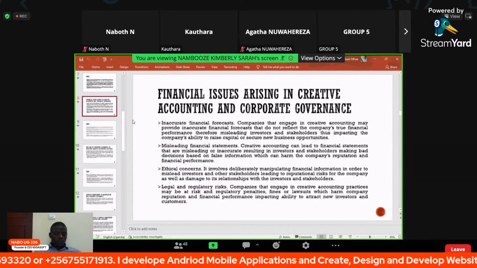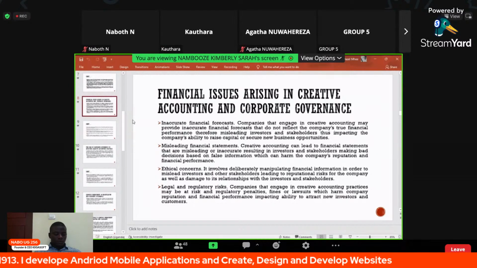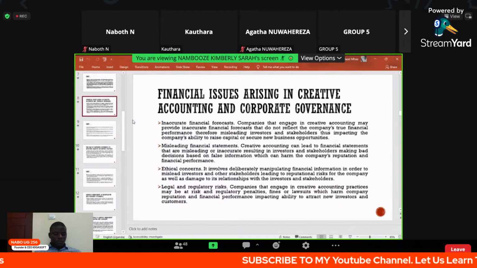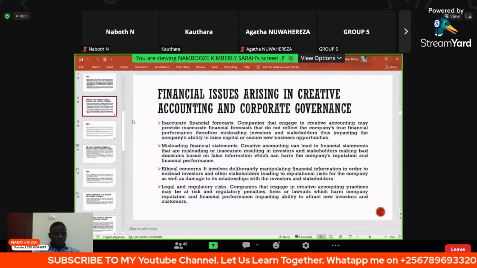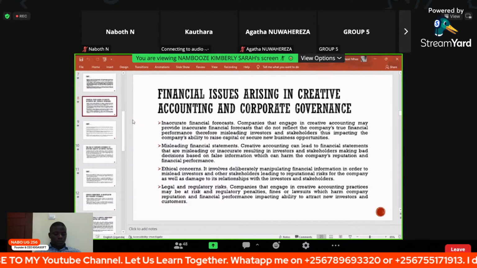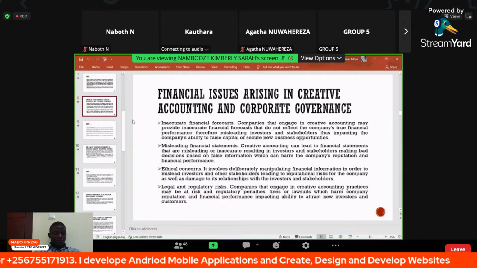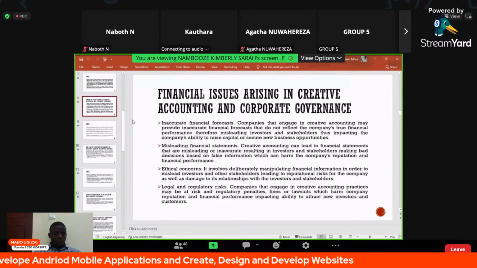Then the third point is ethical concerns. This involves deliberately manipulating financial information in order to mislead investors and other stakeholders, leading to reputational risks for the company as well as damage to its relationships with the investors and stakeholders. When a company fakes its financial statements, and people find out, if it is a big brand, its reputation will be distorted, people won't trust it again in its operations, and it may lead to some companies collapsing because of that.